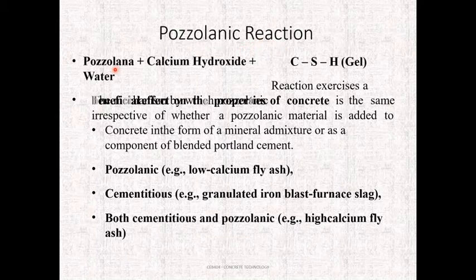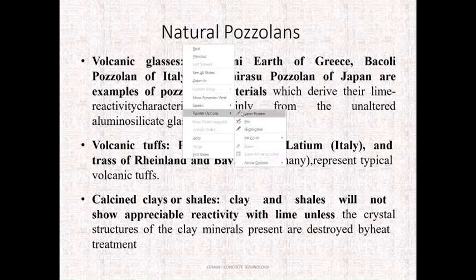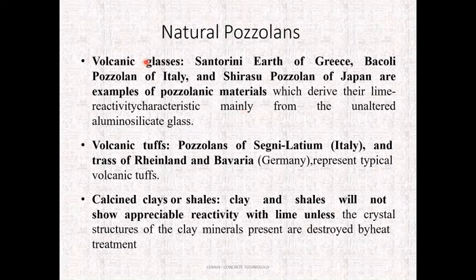Pozzolanic reactions. The term pozzolana refers to a material which has reactive silica in it. The pozzolana reacts with the calcium hydroxide and forms C-S-H gel, which is responsible for the compressive strength of the concrete. The mineral admixtures which are commonly used in the concrete are fly ash, GGBS, and silica fume. Generally pozzolanas are used as a replacement for the cement.